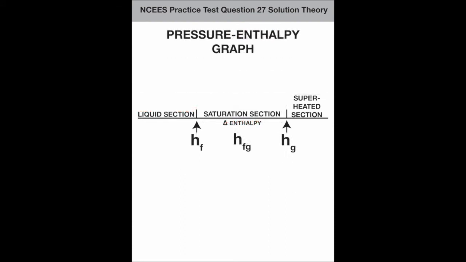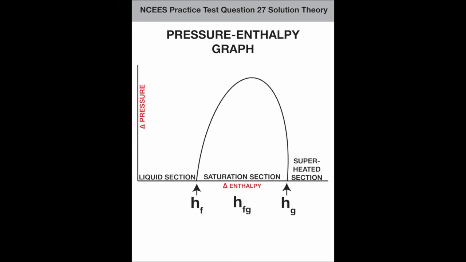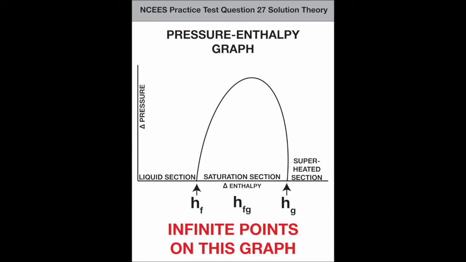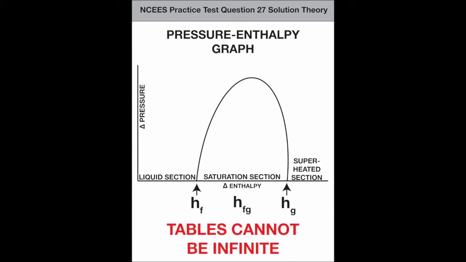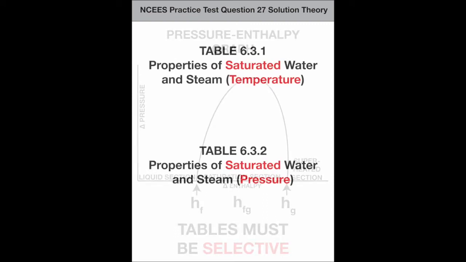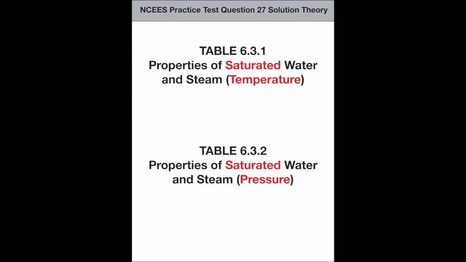Now add a y-axis for pressure on the continuum, and this becomes the skeleton of a pressure enthalpy graph. Showing something visual like this makes it convenient to represent an infinite amount of points. But if you are to make a table which is finite, then there must be a selected group of values from the infinite possibilities. This is why tables 6.3.1 and 6.3.2 in the reference handbook are titled the way they are. Obviously, saturation, temperature, and pressure are priorities. But in what way?